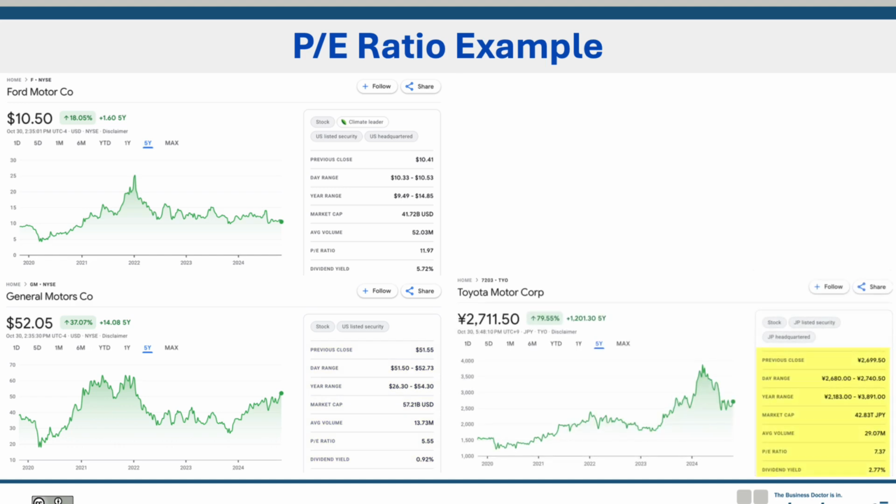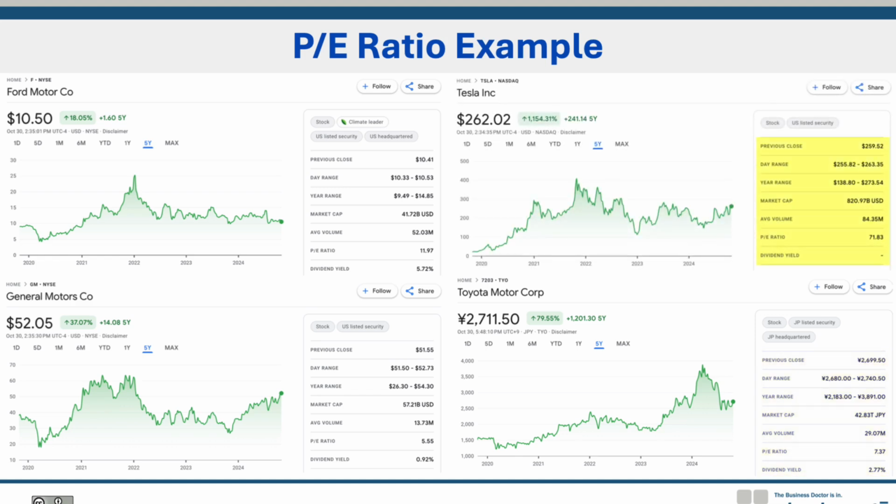If we look at Toyota, which is also an established automobile manufacturer, this is trading in yen, and I don't know offhand what the conversion is, so let's not worry about that. But if we look at the PE ratio, it's 7.37 times. And it, along with Ford and GM, all pay dividends. Ford has the highest dividend yield. General Motors the lowest.